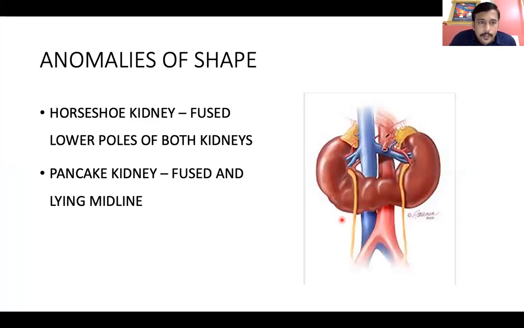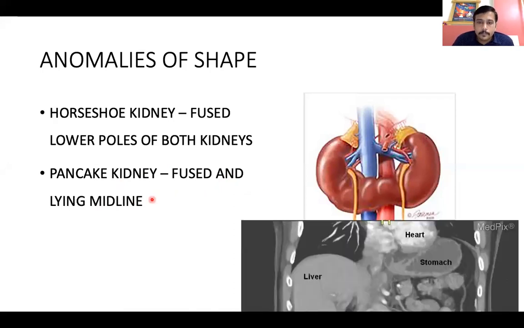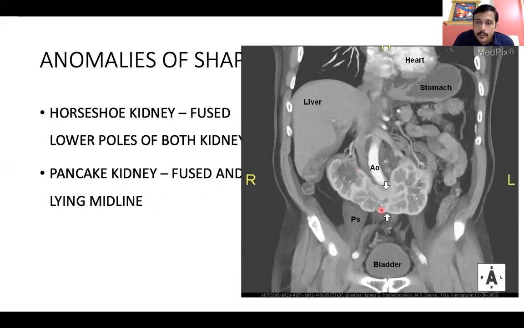Regarding anomalies related to the shape, there are two. One is the horseshoe kidney, where both the right and left kidneys are fused together, especially in the lower poles. The upper poles are free. Whereas in the pancake kidney, both kidneys are completely fused and lying in the midline. This is an MRI showing the horseshoe kidney here. As you can see, this is the horseshoe kidney.